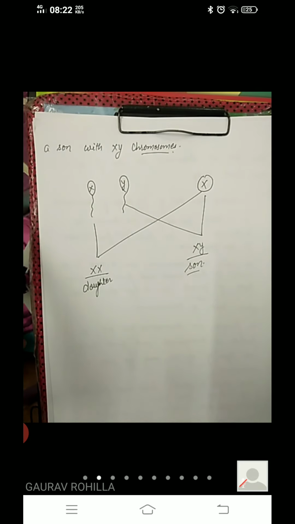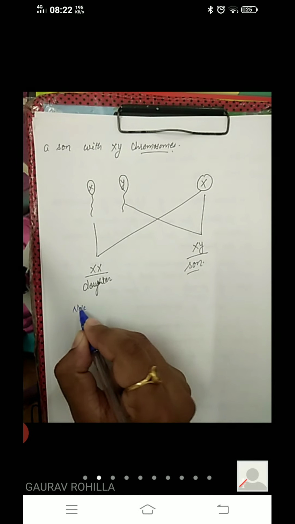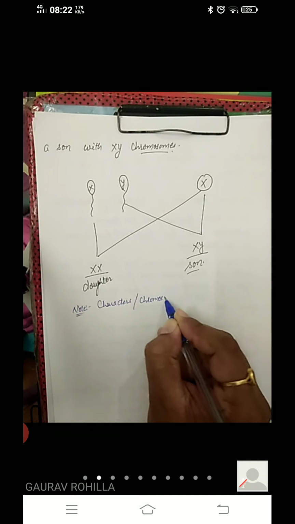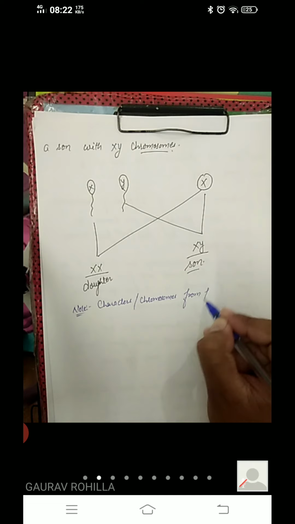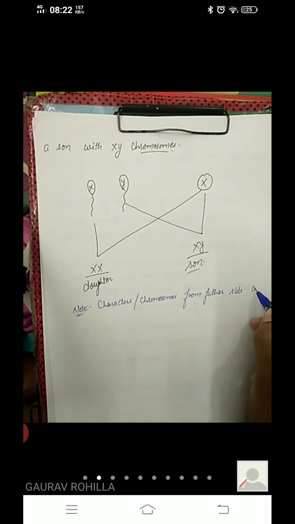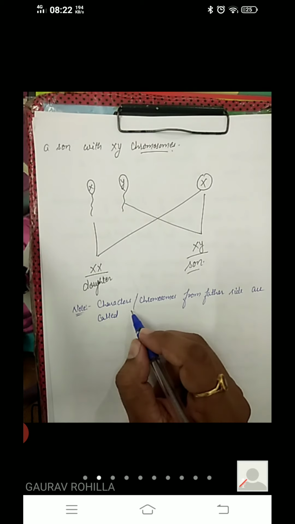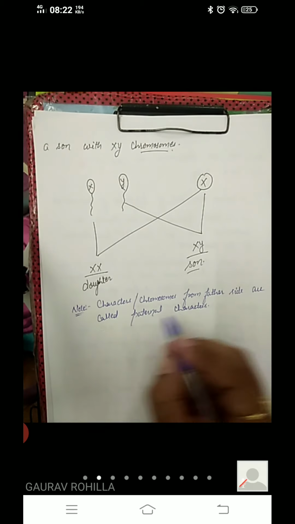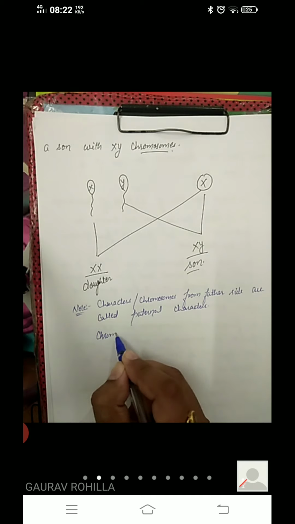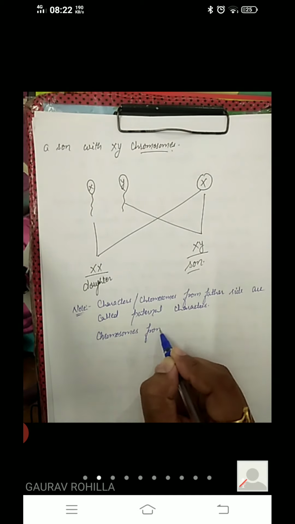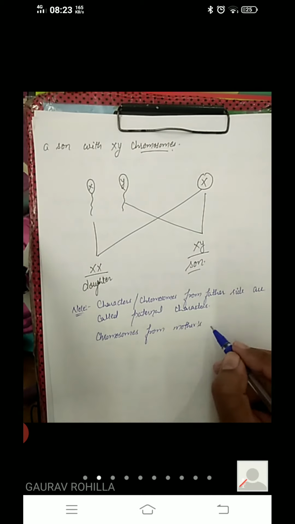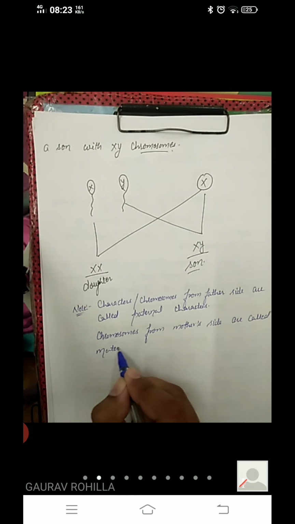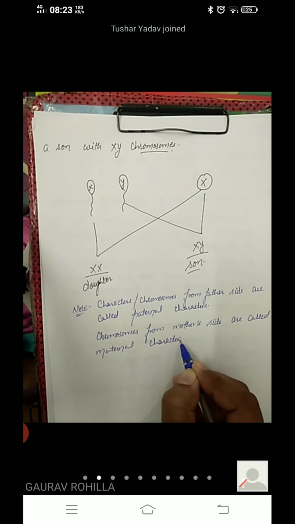arise from the father side, characters or chromosomes from father side are called paternal characters, and chromosomes from mother side are called maternal characters here.